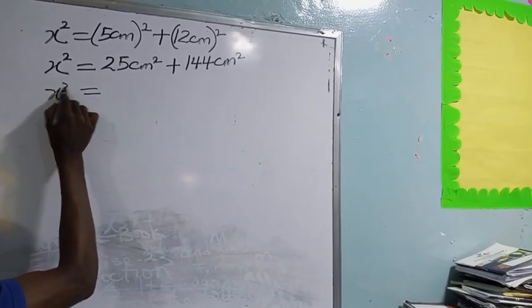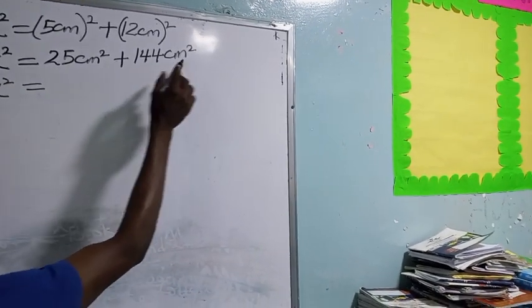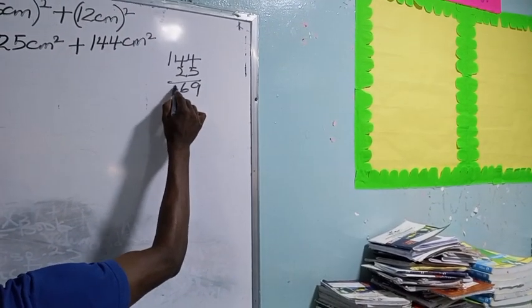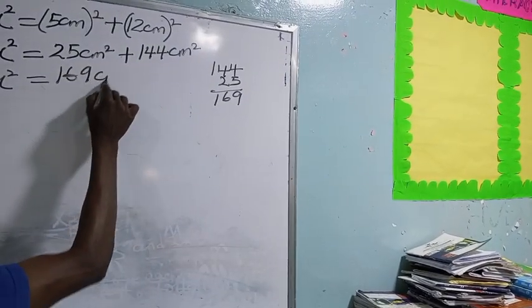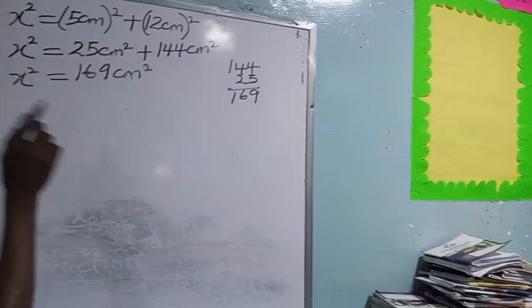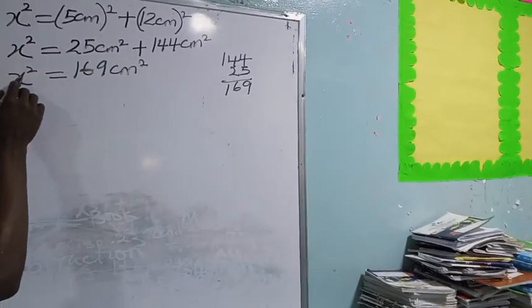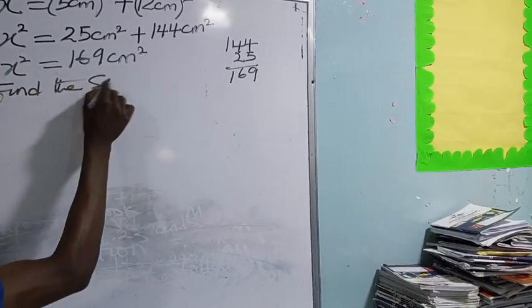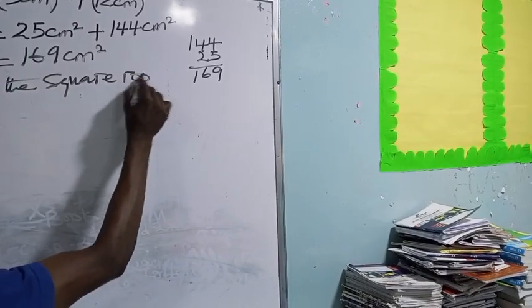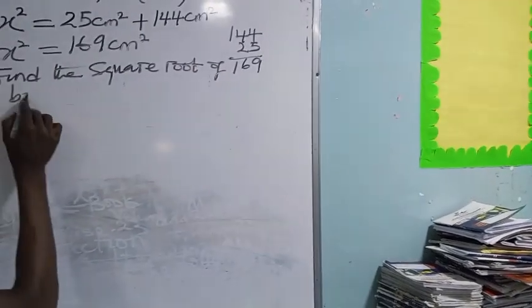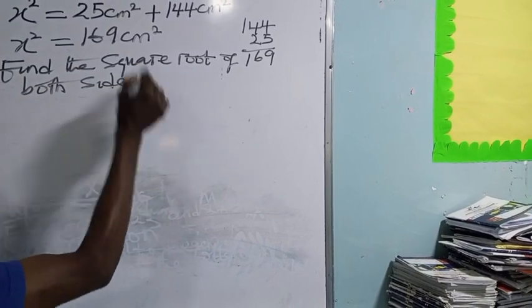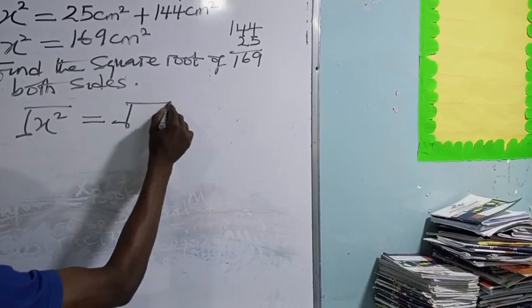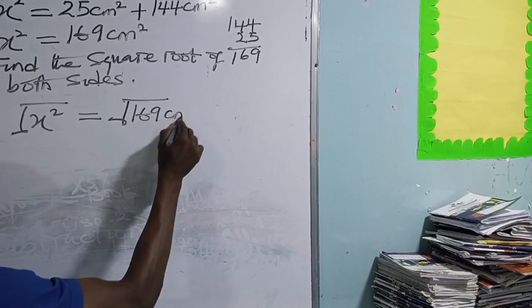So you have an x square. When you add the two numbers together, 144 plus 25, you have 169 centimeters square. What you are asked to calculate is x, not x squared. Therefore, you find the square root of both sides. So you have the square root of x squared equal to the square root of 169 centimeters squared.